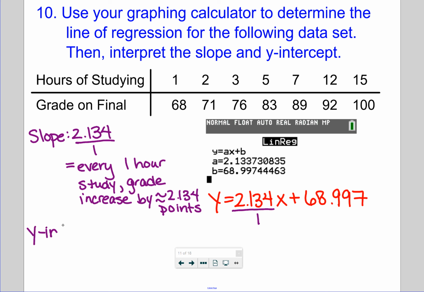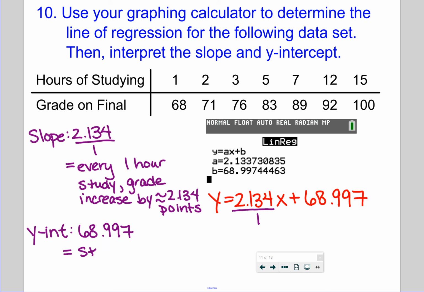Y-intercept. Y-intercept is 68.997. Y-intercept in real life represents an initial value or a starting amount or a value of 0. So in this case, it represents if you study for 0 hours, your grade would approximately be a 69.